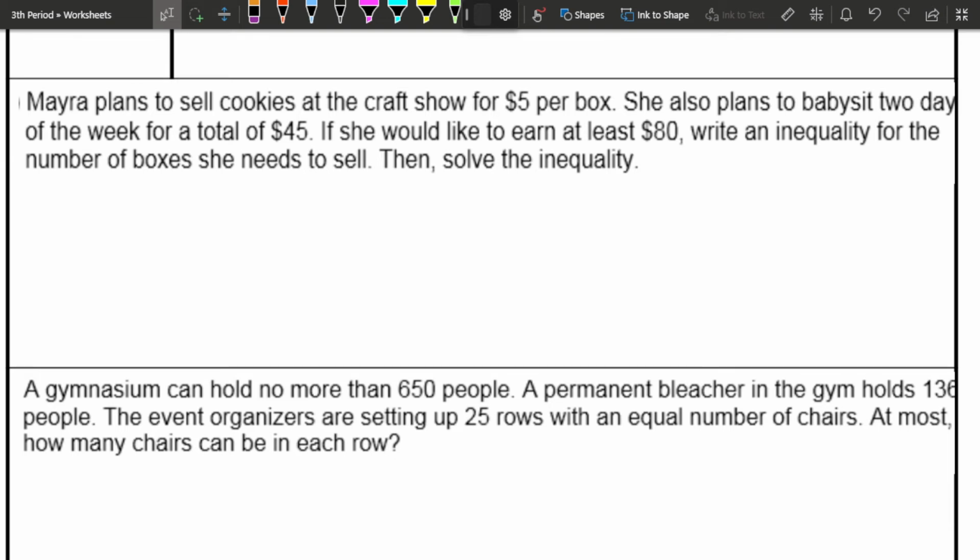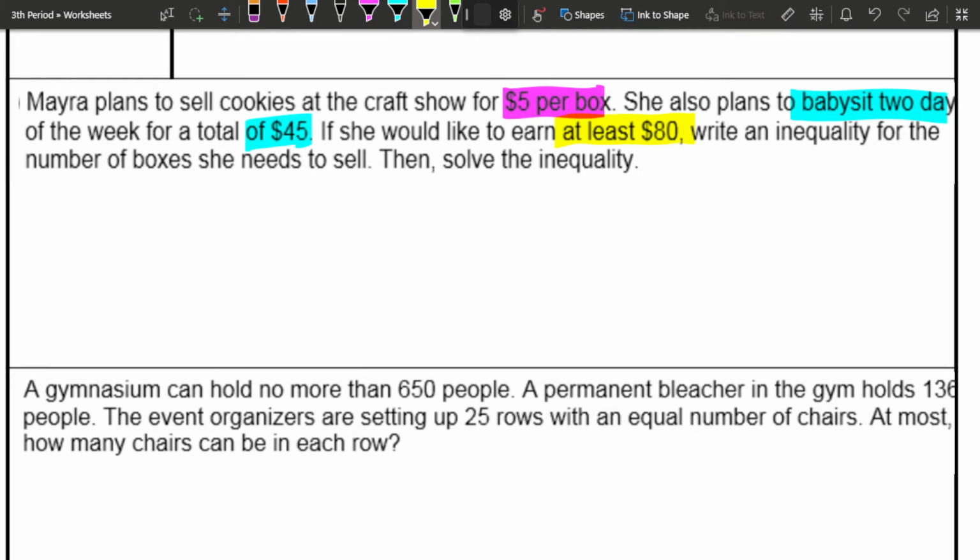So it says, Mayra plans to sell cookies at a craft show for $5 per box. Keyword. She also plans to babysit 2 days for a total of $45. She wants to earn at least $80 between the cookies and the babysitting.